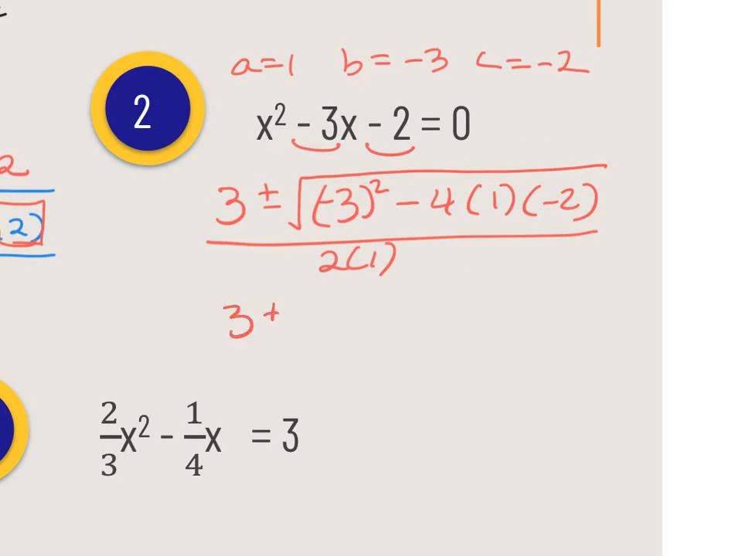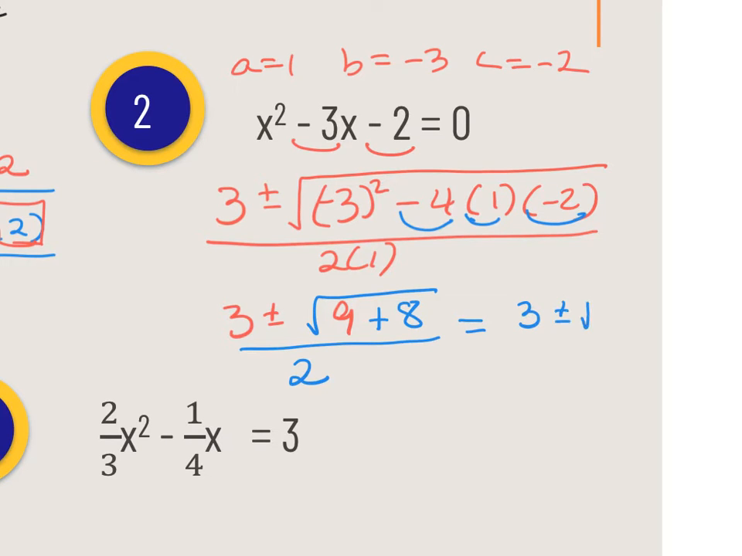3 plus or minus -3 squared is 9. And now I'm going to multiply -4 times +1 times -2, and that gives me +8. 2 times 1 is 2. I'm now going to add what's under the radical, and I get 17. 17's prime, I can't break it down, so there's your final answer.